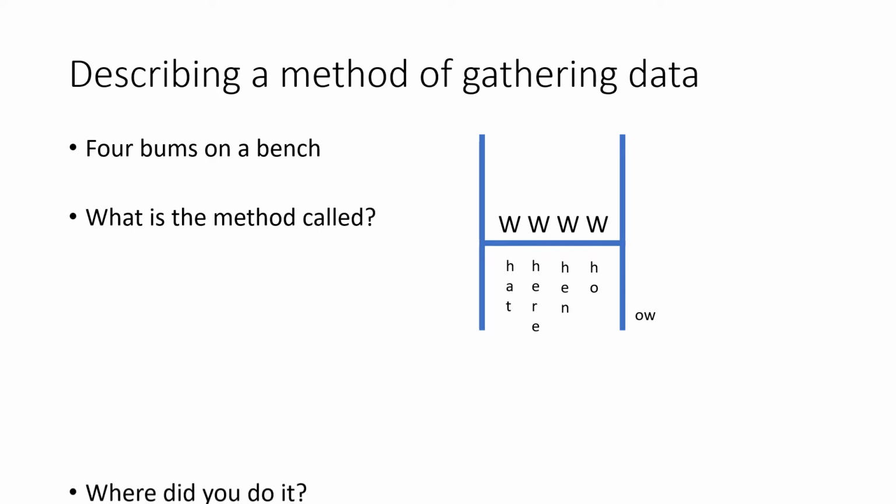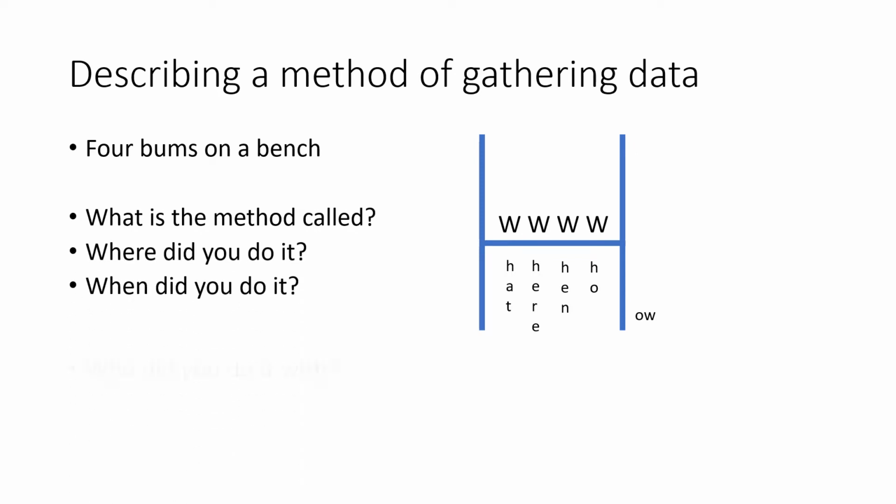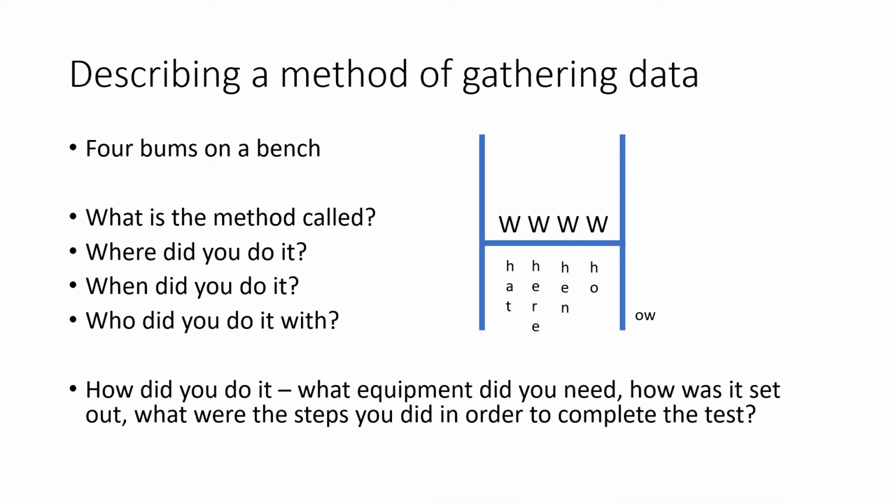So what is the method called? Where did I do it? When did you do it? Who did you do it with? And how did you do it? So what equipment did you need? How was it set out? And what were the steps you did in order to complete the test? And when you've written this out, the person reading it should be able to exactly recreate the test, even if they didn't have a clue about physical education or about the test itself.